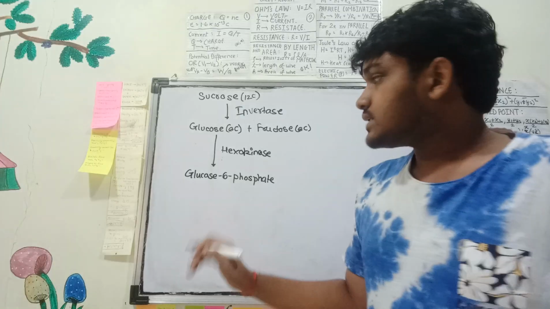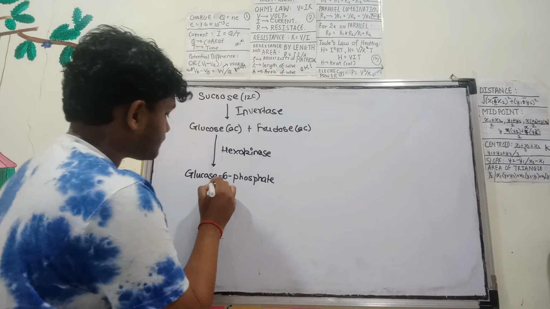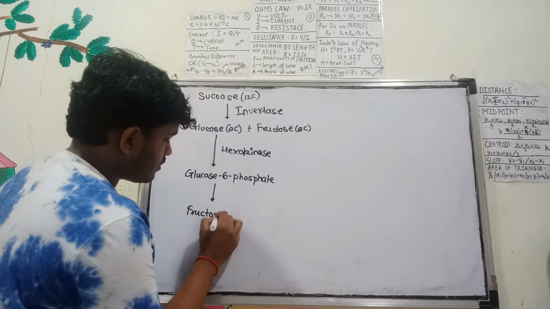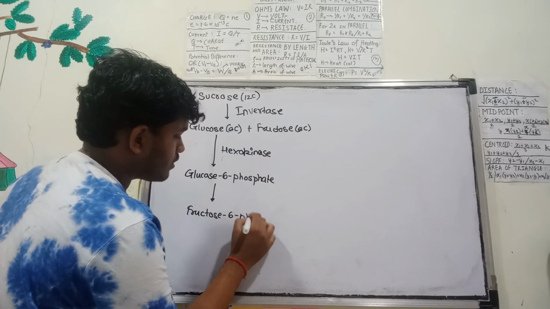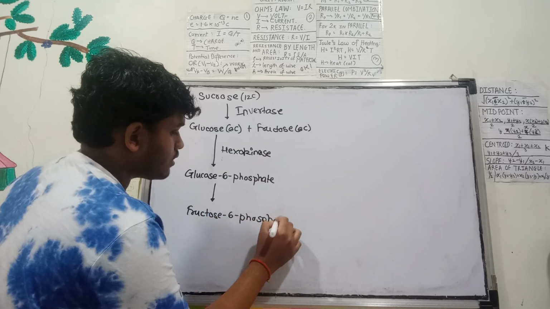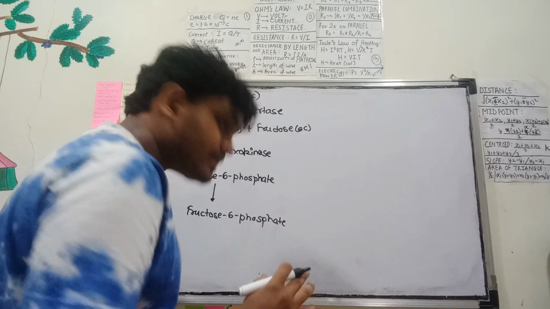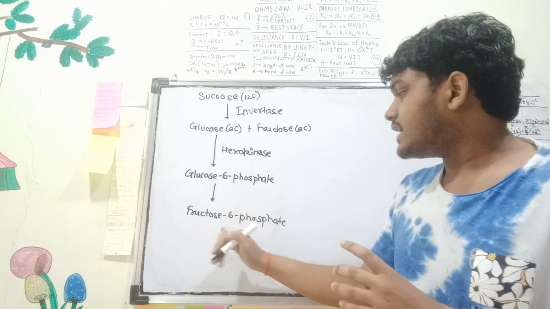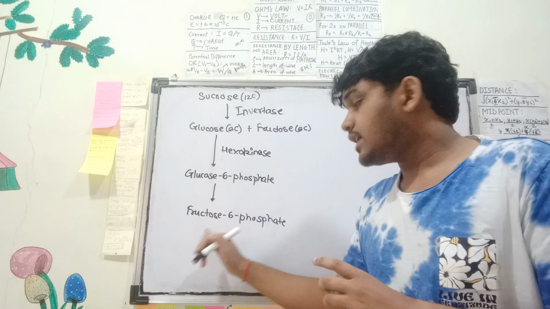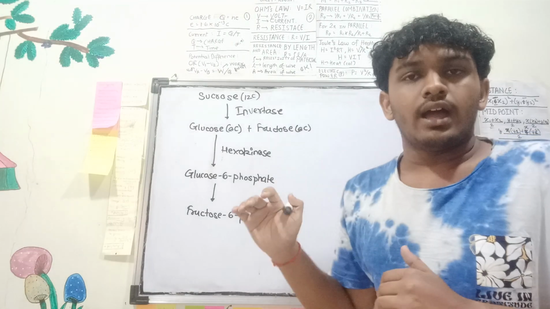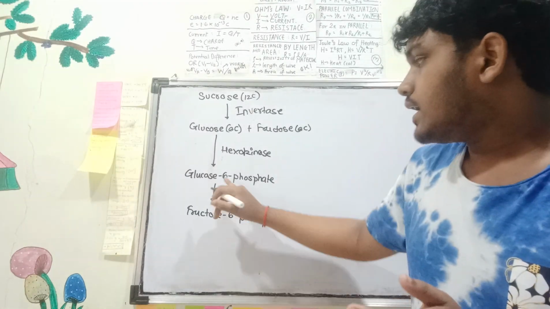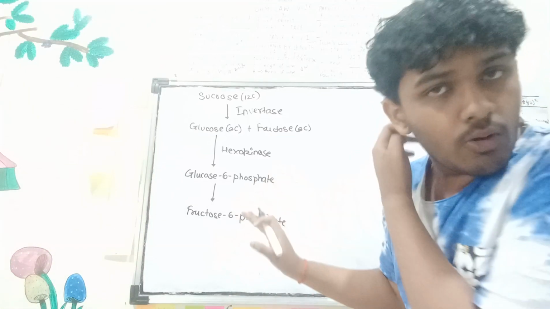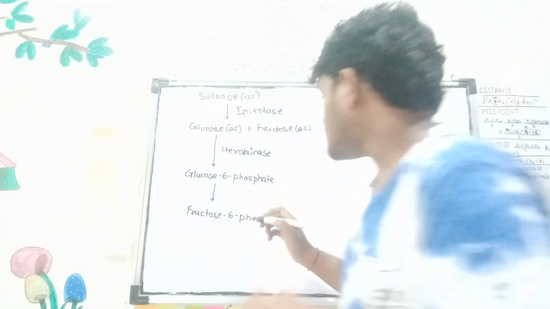Now glucose 6 phosphate is converted into fructose 6 phosphate. As you can see in this second step, there is no addition of a phosphate group, nor any oxidation or reduction, nor any addition of hydrogen or oxygen. So here it is just an isomer of glucose 6 phosphate. The enzyme used here is isomerase.